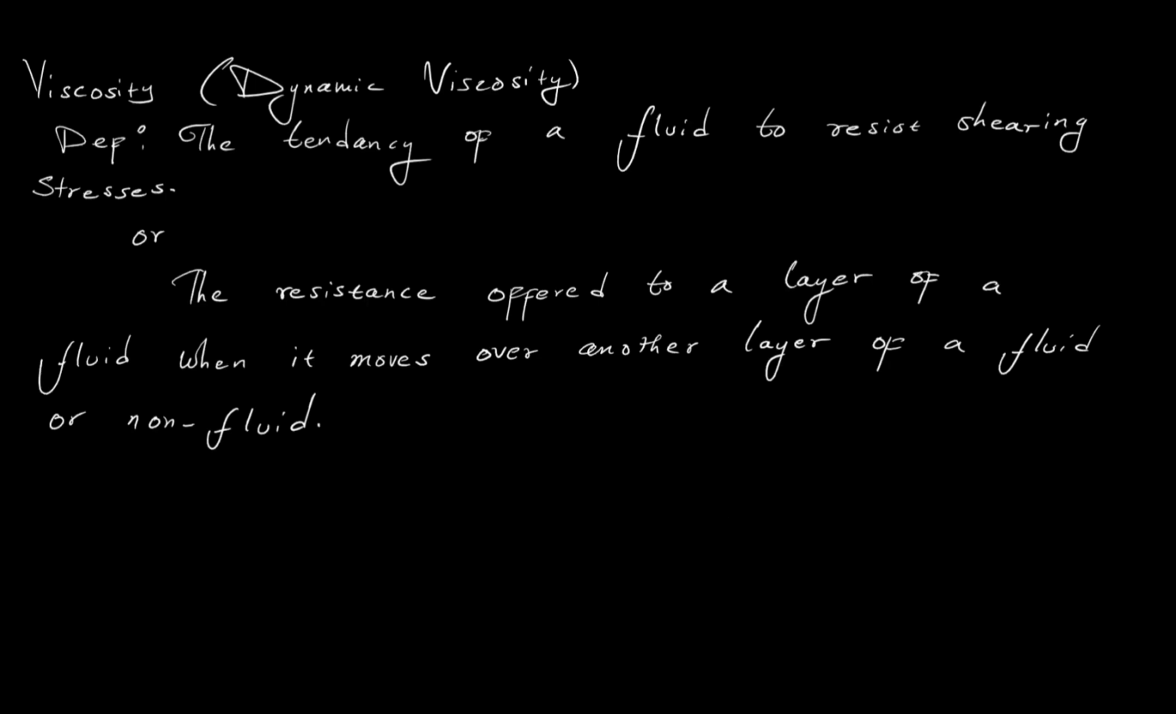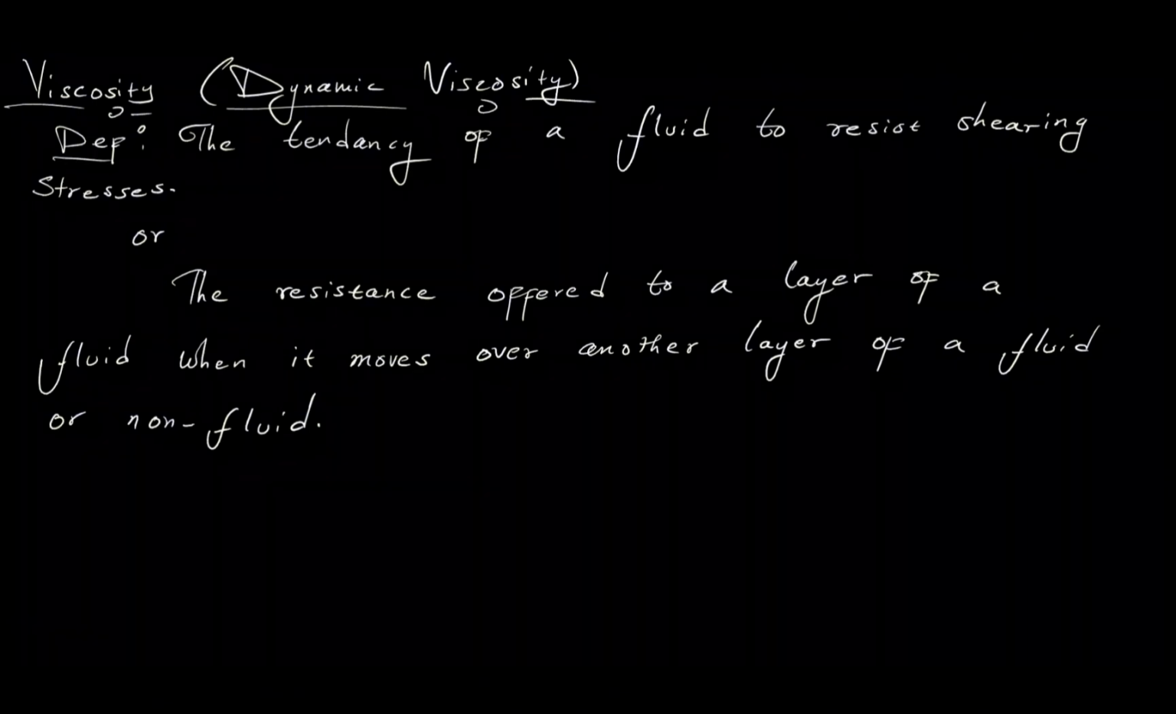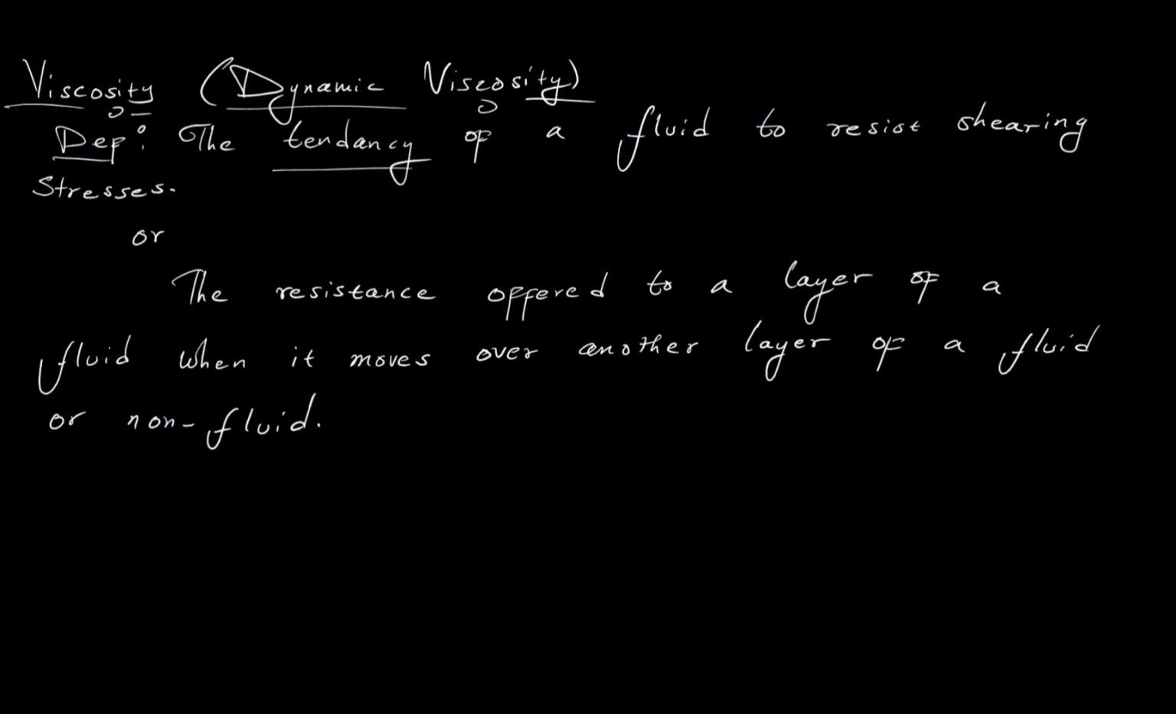So what does it mean when we say viscosity or dynamic viscosity? By definition, viscosity is defined to be the tendency of a fluid to resist shearing stresses. Other books could say the resistance offered to a layer of a fluid when it moves over another layer of a fluid, or rather a non-fluid. Viscosity is due to the cohesion and molecular momentum exchange. So if you basically want to understand viscosity, you have to bring in the idea of cohesion and interaction between particles.